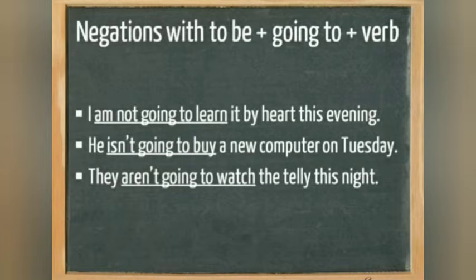As explained earlier, negative sentences are simply formed by adding no or not before the structure. For example, I am not going to learn it by heart this evening. He isn't going to buy a new computer on Tuesday. They aren't going to watch the telly this night.